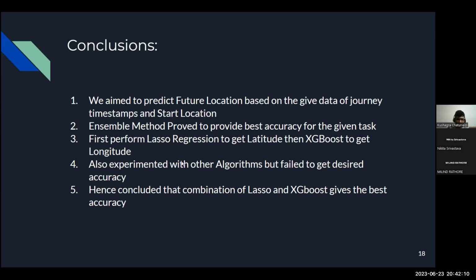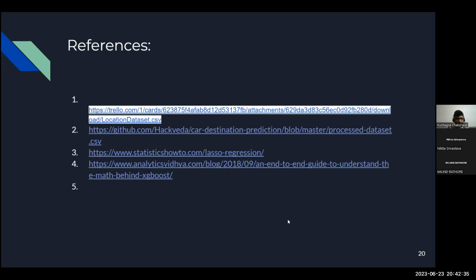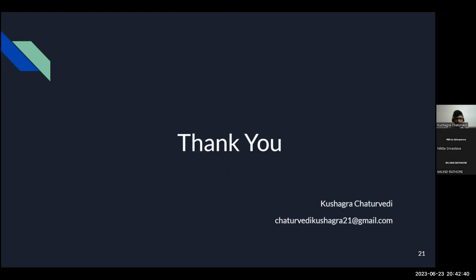We also experimented with other algorithms as shown, but the accuracy was not even 90%, so we discarded those algorithms. We can easily conclude that lasso regression and XGBoost currently give us the best accuracy on the provided data set. If there are any questions, you can contact me on this email ID. And these are the references that were used. And thank you.